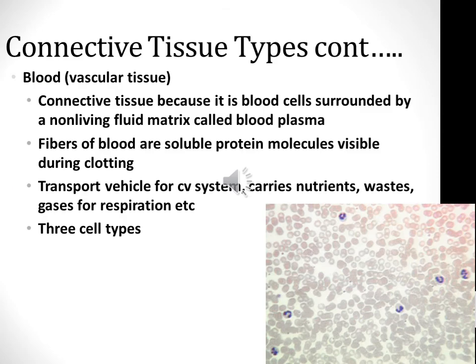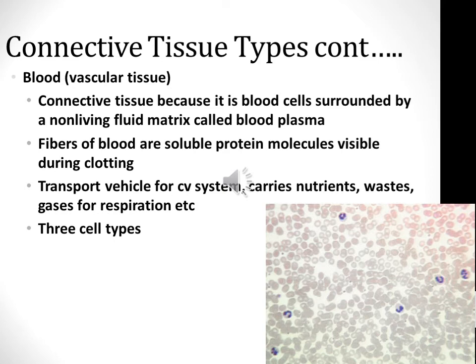And believe it or not, we round out our connective tissue types with blood. Yes, blood. Blood is known as vascular tissue. It's a connective tissue because it is cells surrounded by a non-living fluid matrix. We have cells surrounded by blood plasma. Very interesting. It's a fluid connective tissue, and it contains formed elements in a liquid plasma matrix. So fibers of blood are soluble protein molecules visible during clotting. Makes sense. And it is a transport vehicle for the cardiovascular system, carrying nutrients, waste, gases for respiration, etc.